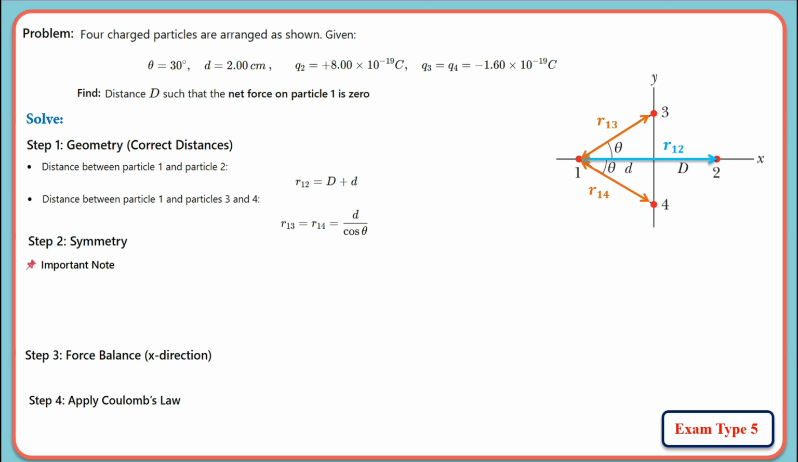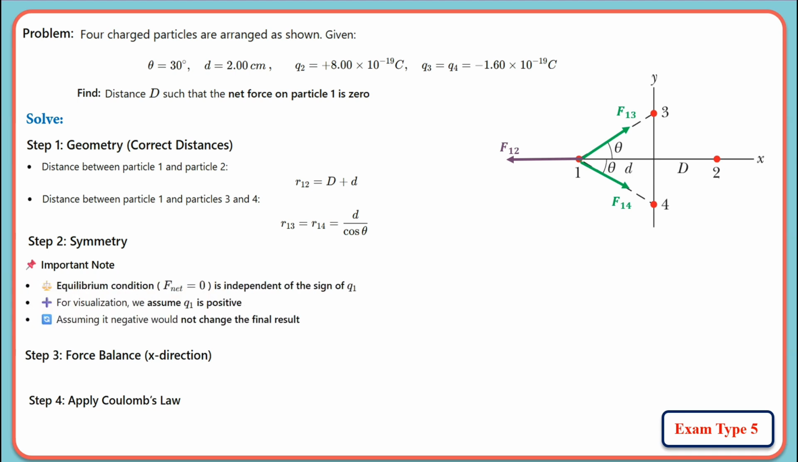Now let's use symmetry. Here we focus on the forces acting on particle 1 due to the other charges. Note that the equilibrium condition, meaning zero net force, is independent of the sign of charge Q1. However, for drawing and visualizing the force directions, we assume that Q1 is positive. If we had assumed it to be negative, the final result would still remain consistent.